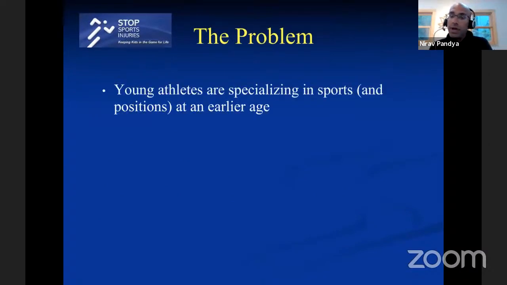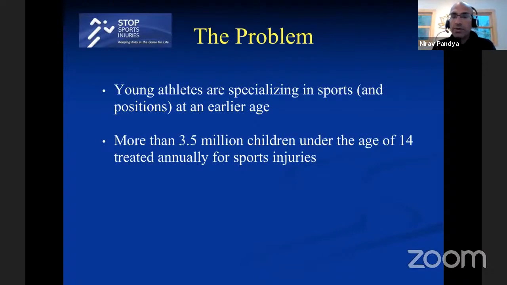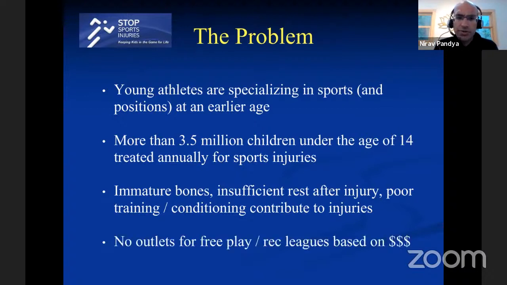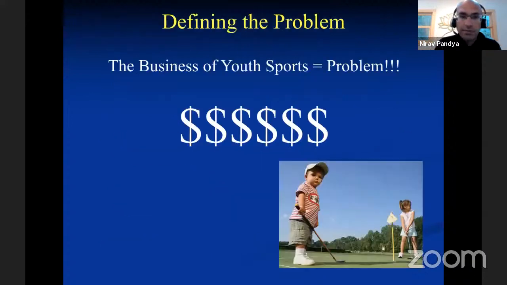But as a result, an outgrowth of this is that with kids specializing in sports at an earlier age, we're seeing that an extremely young group of children, under the age of 14, are experiencing overuse injuries. Their immature bones, the insufficient rest after injury, and poor training and conditioning contribute to these injuries. And they really have no outlets for free play or recreational leagues because of the money. So as a result, they either choose to overuse their bodies or they're not active at all.